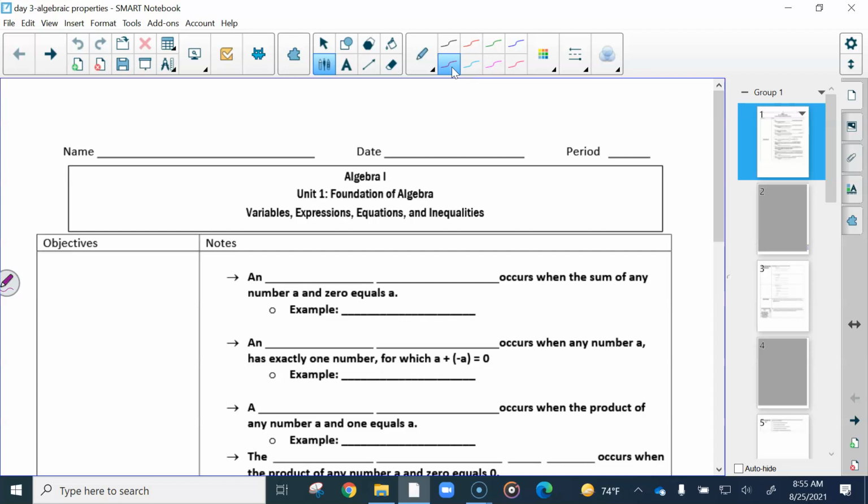My handwriting is terrible. So if you can't see what I'm writing or aren't sure, let me know. I can say it out loud. Also, if I'm going too fast or you need me to go back, just let me know.